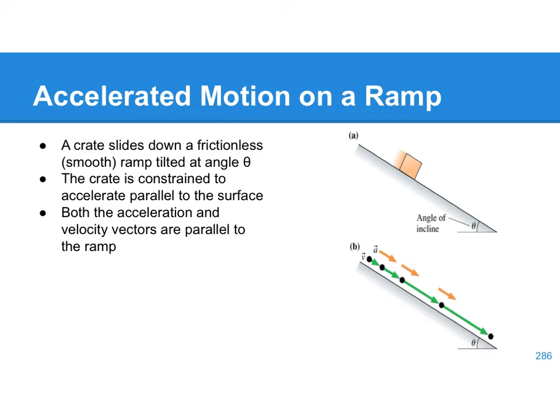Accelerated motion on a ramp. A cart or a crate will slide down the ramp, and we'll call it a frictionless ramp because we haven't learned about friction yet. We're going to talk about that in the next unit. The crate is considered to accelerate parallel to the surface. So the surface runs at whatever this angle is. The crate also runs at whatever that angle is. So we call this the positive x direction to make that easier. Both the acceleration and the velocity vectors are going to be parallel to the ramp.